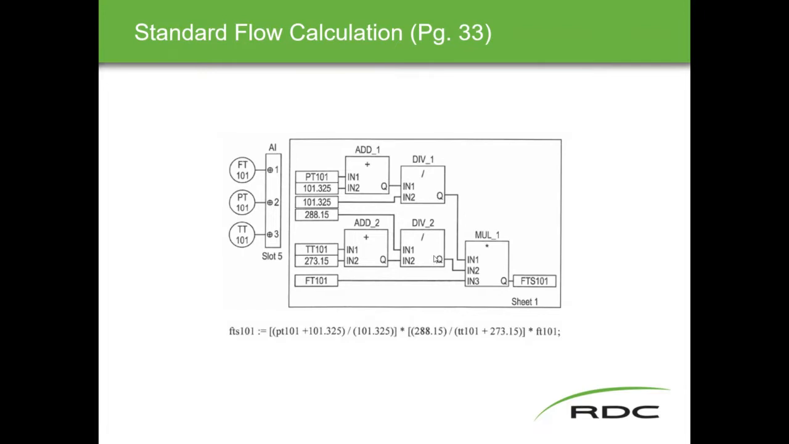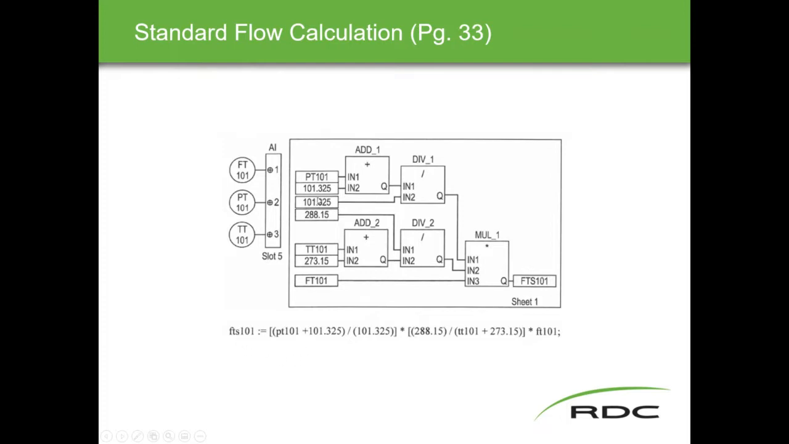Okay, what do we got here? Standard flow conversion calculation here again. So this is that one that I messed up last time. What's happening? We're taking the raw values at flowing conditions from a flow transmitter, a pressure transmitter, and temperature transmitter, and we want to convert it into flow at standard temperature and pressure. So we're doing some math on it. So what is our variable here? It is FTS 101 over here.